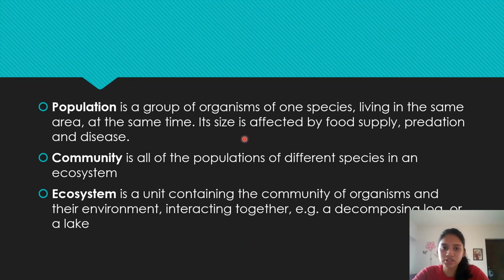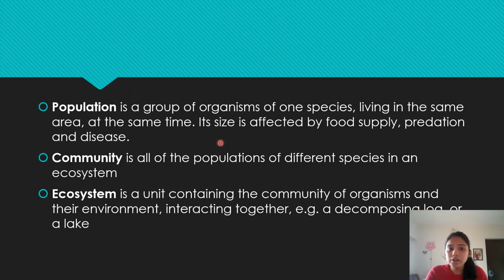So population size is affected by food supply, predation, and disease. Predation is like feeding off another organism. Remember I showed you that food web and I said that if wrens were consumed, what would happen? So that's basically food supply and predation. And disease. I told you that if something was wiped out by disease, what would happen to the others? So food supply, predation, and disease affect population, which is basically a group of organisms of one species living in the same area at the same time.